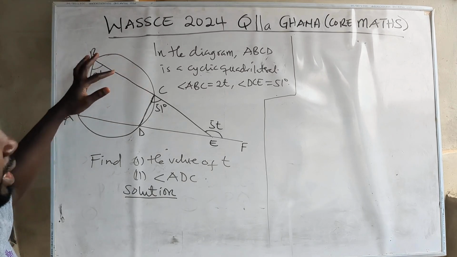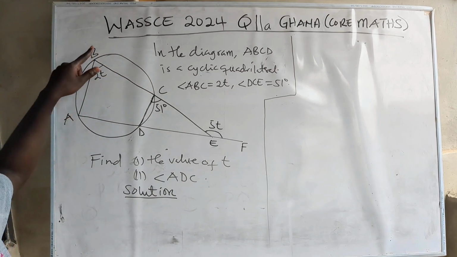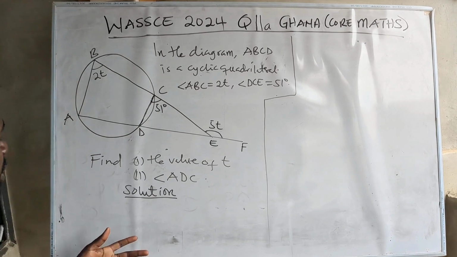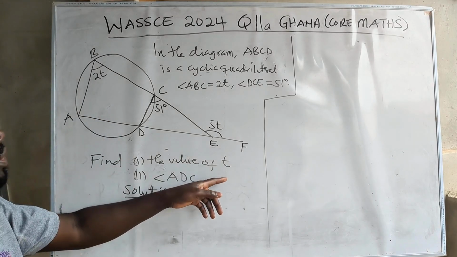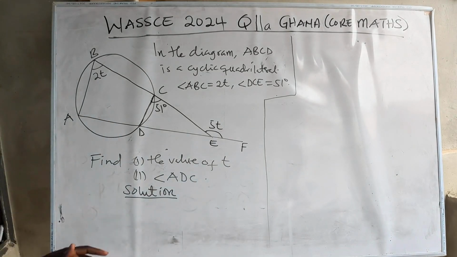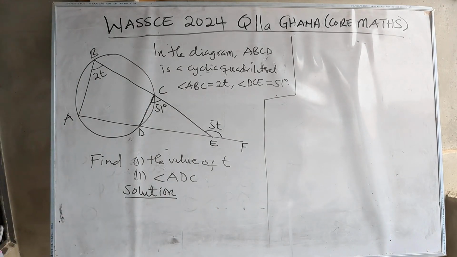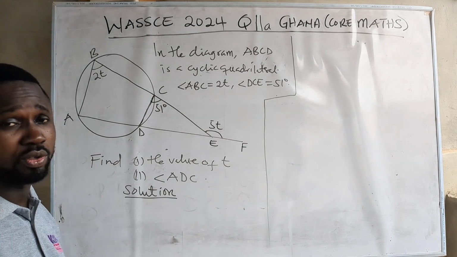Now you can see that the quadrilateral has all its vertices touching the circumference of the circle. And we are asked to find the value of t. This question, I'm going to solve in two ways, so that you can take the one that you think will be simpler for you.